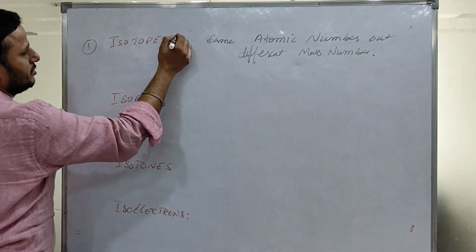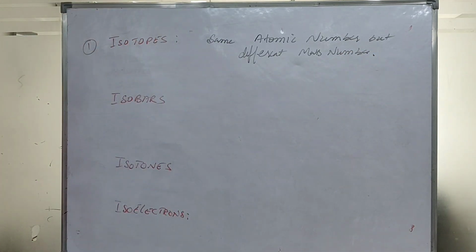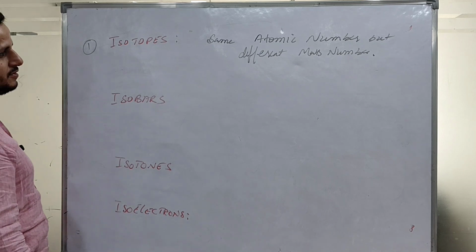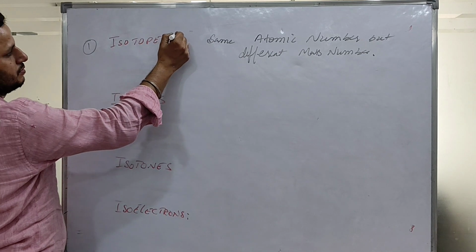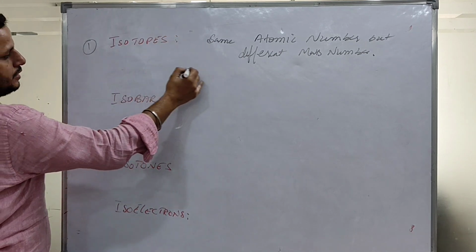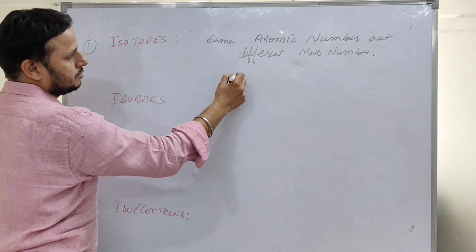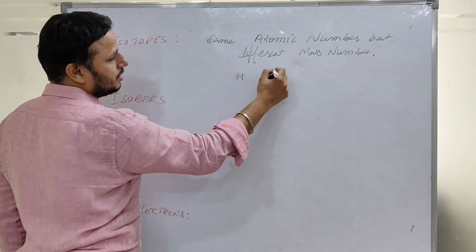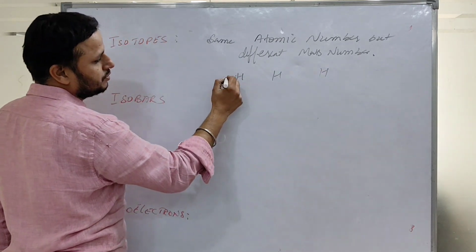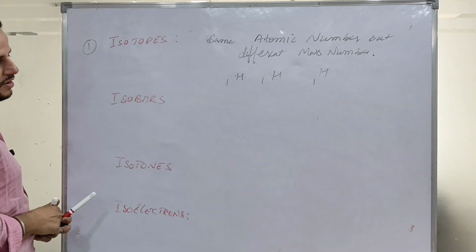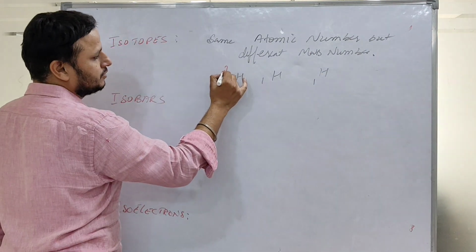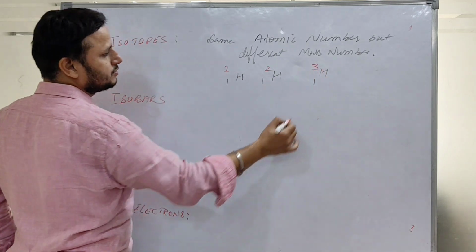Same atomic number but different mass number are known as isotopes. Like same atomic number: hydrogen, hydrogen, hydrogen. In nature, there are three types of hydrogen atoms with mass number 1, mass number 2, mass number 3.